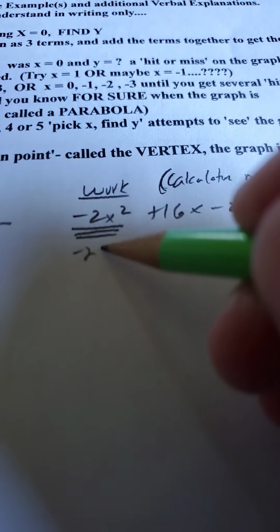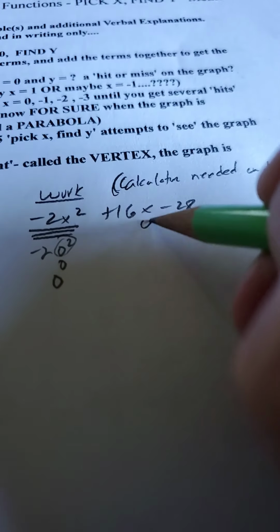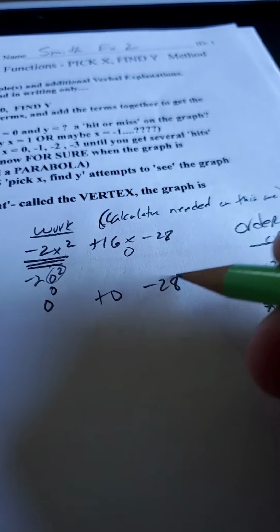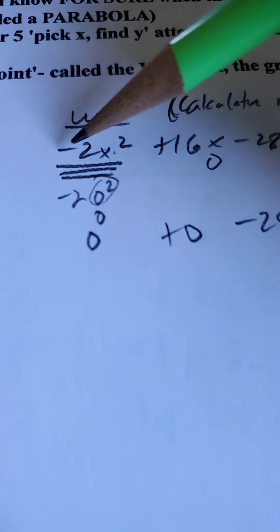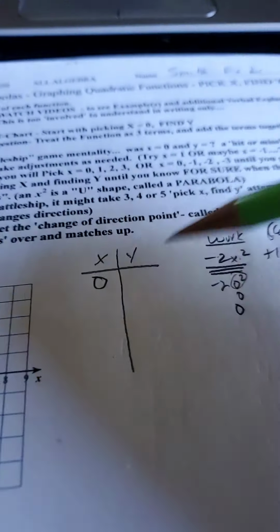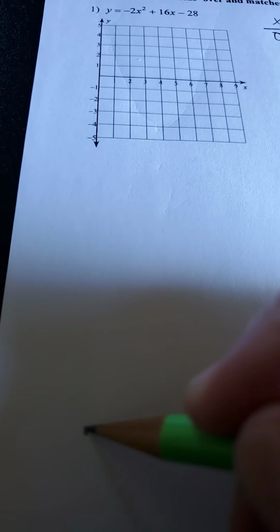Okay, so I'm going to plug in 0 for x. That's going to give me negative 2 times 0 squared. I square the 0 and get 0, times negative 2 is 0. I'm going to plug in 0 for that, and I'm going to get plus 0. And then I have a minus 28. So when I put a 0 in for x, square it, 0, times that is 0. Put a 0 there, get 0, minus 28. All that adds up to negative 28. In the concept of battleship, when I plug in a 0, I get negative 28, which is a massive miss.